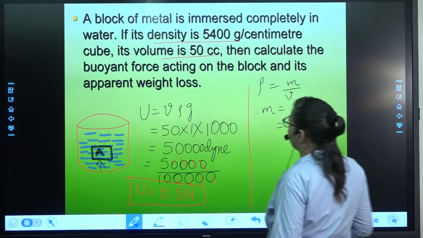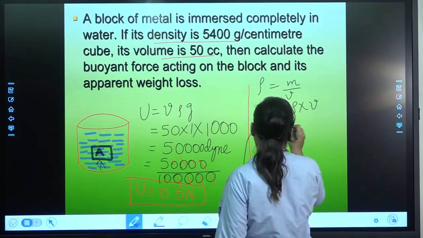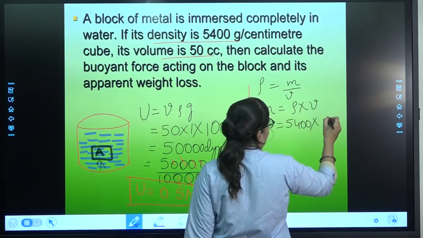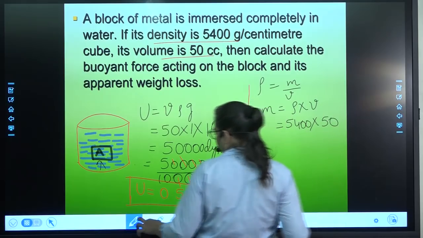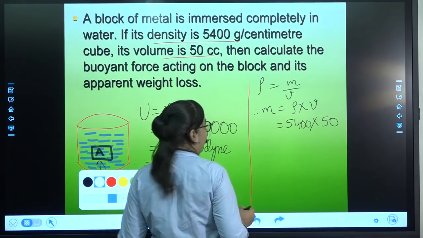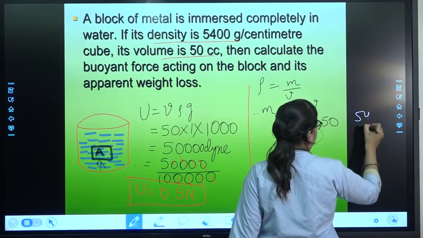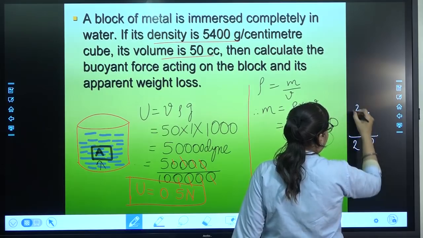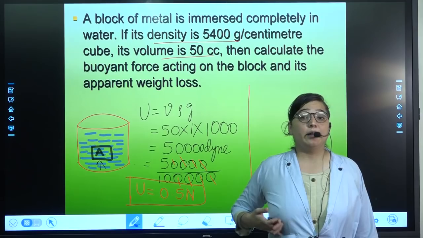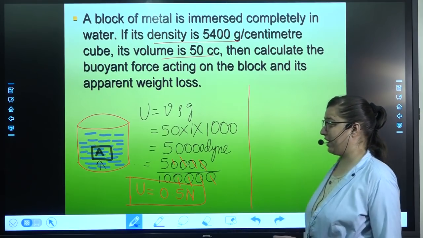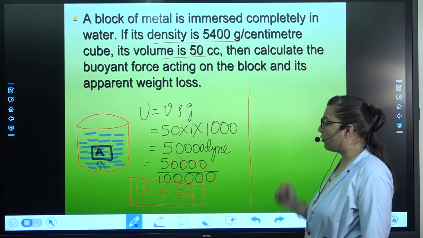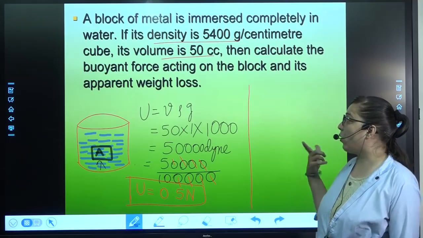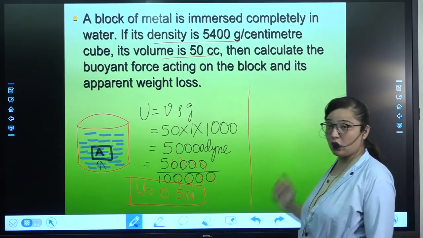Now, what is the density of the object? It is 5400. What is the volume? It is 50. So we need to just multiply 54 with 5. 5 4s are 20, 5 5s are 25 and 2, 27. Now we need to find out its weight in air. Once we find out its weight in air and we subtract the buoyant force from it, we will get its apparent weight loss.